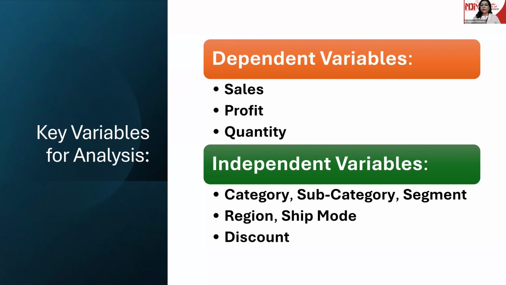So after understanding the data set, looking at this, can any of you write down in the chat window what analysis you can do out of that? Dependent variables are sales, profit, quantity. Independent variables are category, subcategory, segment, region, ship mode, and discount will also come in the dependent variables. So can you tell me what analysis you can do? Any two or three queries coming to your mind?